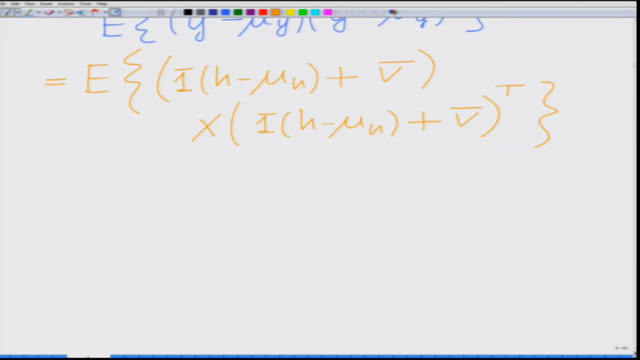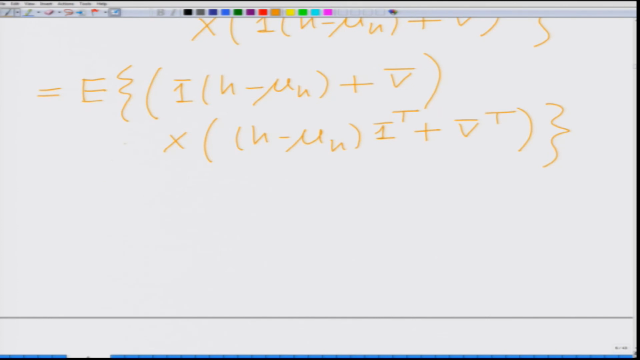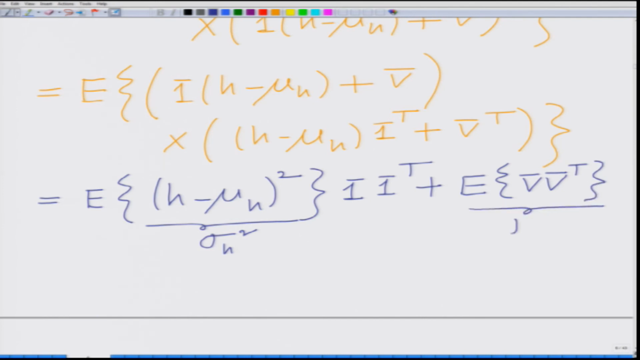Now if I expand this, let me write one more step: 1 bar times (h minus mu h) plus v bar, times the transpose, which is (h minus mu h) 1 bar transpose plus v bar transpose. Of course, h minus mu h is a scalar quantity, so it does not matter. If you multiply term by term, the first term is the expected value of (h minus mu h) squared times 1 bar 1 bar transpose, and we know this is sigma h squared. The last term is the expected value of v bar v bar transpose, which we know is sigma squared times identity.